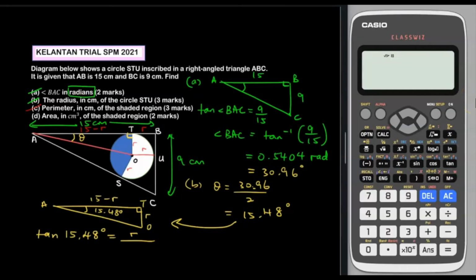Let's solve question C. Find the perimeter in cm of the shaded region. So the shaded region here is the blue color part. So the perimeter will be TO plus OS plus this arc length. Okay, and this arc length is S equals to R theta. Okay, so we need to find what is this angle first. I'm going to use the triangle ATO to find this angle, which is I label as X. Okay, so I'm going to draw it at the bottom.